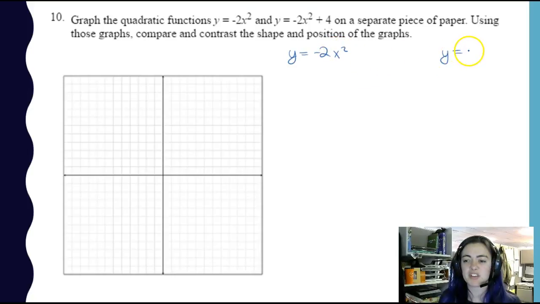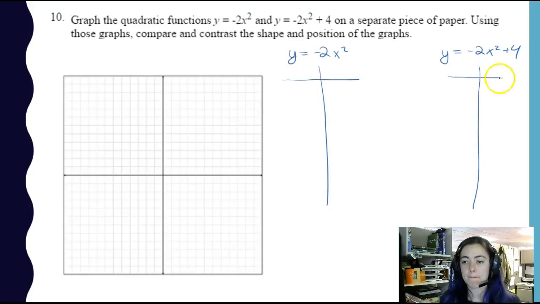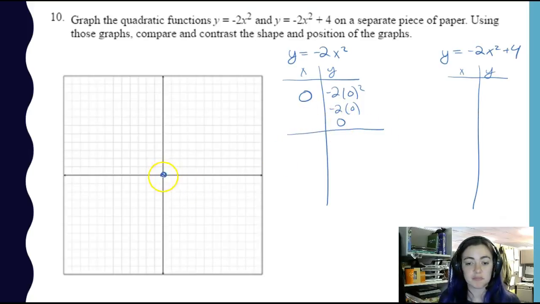Let's make 2 sections here. Let's start maybe with a vertex in a table of values so we can start these graphs. X and Y, X and Y. So let's maybe do 0. When we have 0, we have negative 2 times 0 squared. 0 squared is 0, so we have negative 2 times 0, which is 0. So our first point would be 0, 0.